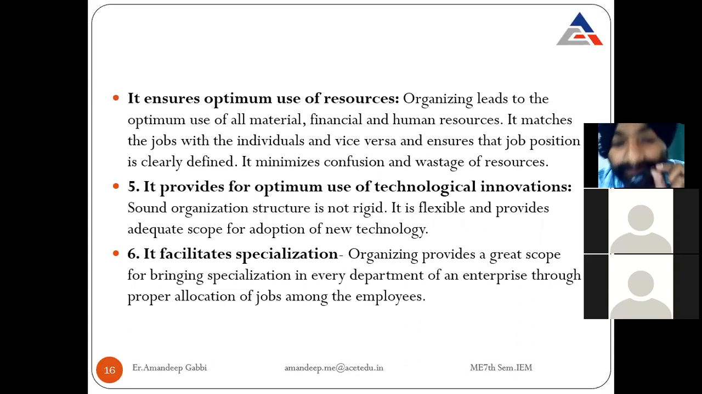It provides for optimum use of technology and innovation. A sound organization structure is not rigid, it is flexible and provides adequate scope for adoption of new technology. The new technology can be adopted by this organized structure. It facilitates specialization. Organization provides great scope for bringing specialization in every department through proper allocation of jobs. If you keep on doing something again and again, you are specialized in that. Like, as I have taught fluid machinery, I think 5 to 6 times, I am specialized in fluid machinery. Similarly, in a working environment also, if one person is holding a particular CNC machine, then he becomes specialized in that particular CNC.